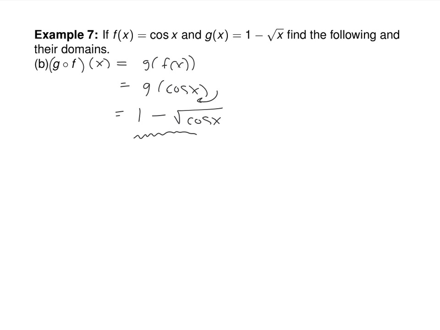Not immediately, right? But in this one there are. What's the problem? It can't be negative. So cosine of x has to be bigger than 0. And so for the cosine picture, it's like this. And the parts where cosine is positive are from here to here, here to here.